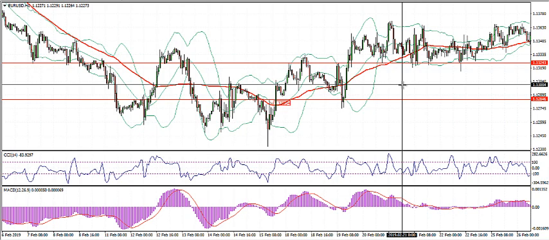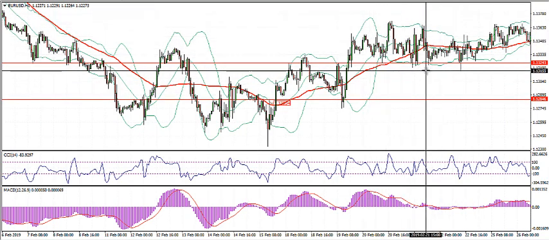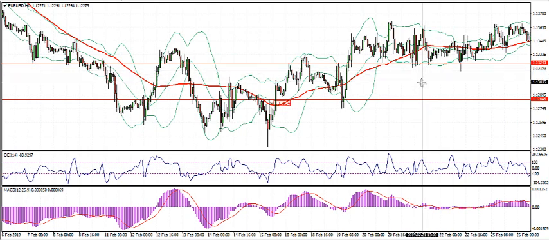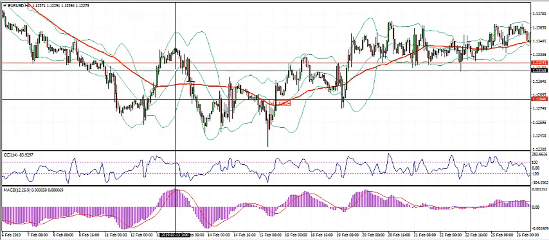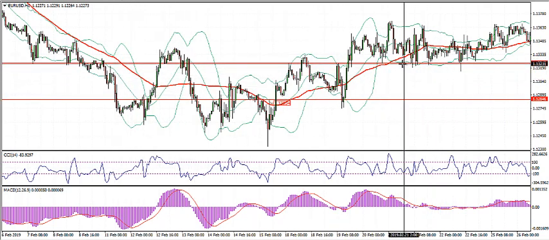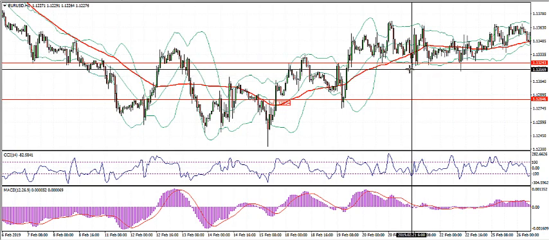The indicators that I'm using. The first indicator that I rely on here is the Bollinger Bands. I don't change the settings. I use the standard default settings on the Bollinger Bands. And then you'll see that there's a moving average right here, the red one. This is a 50-day moving average that I use on the 1-hour time frame.